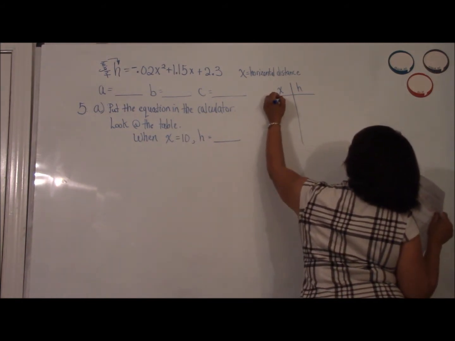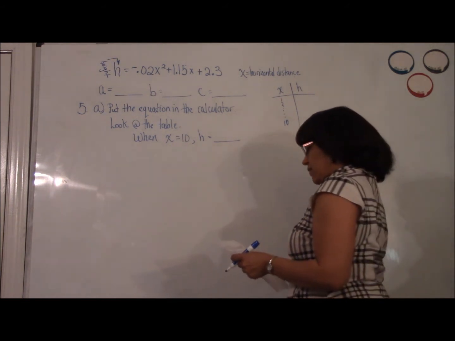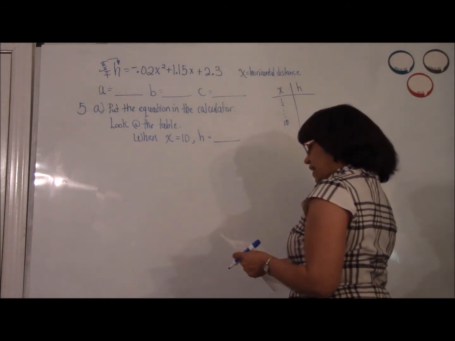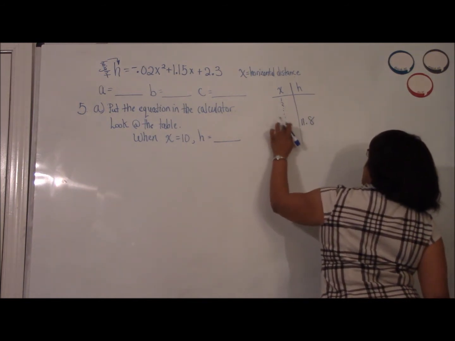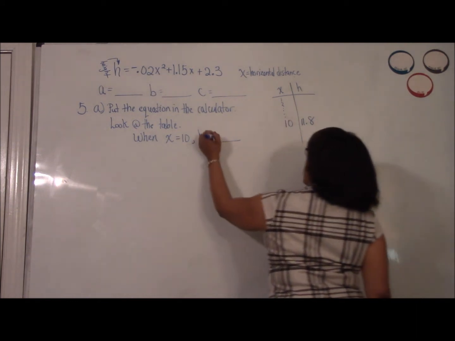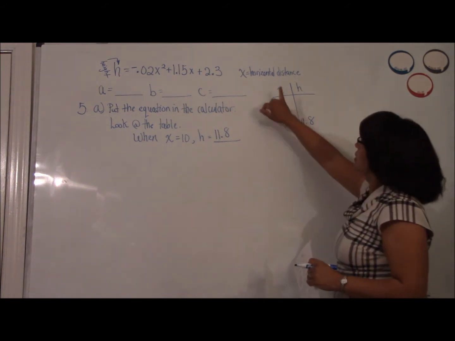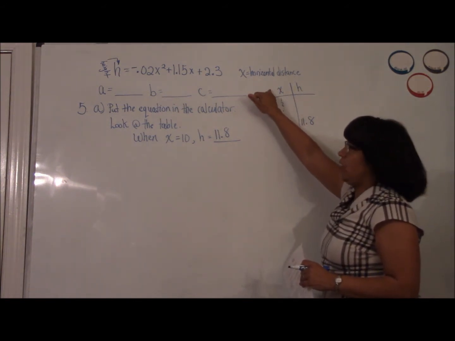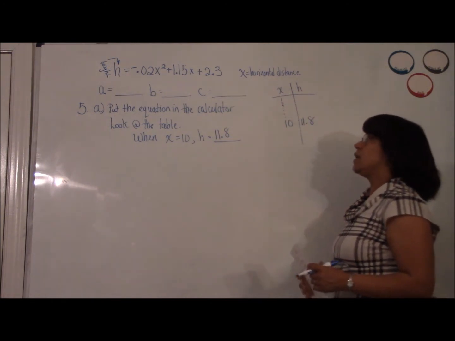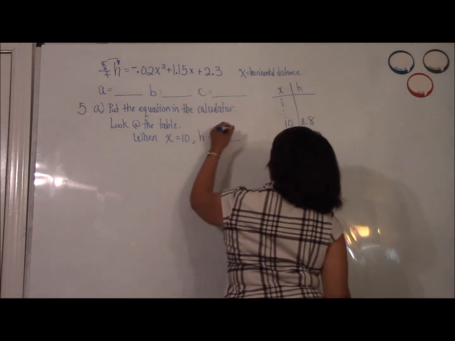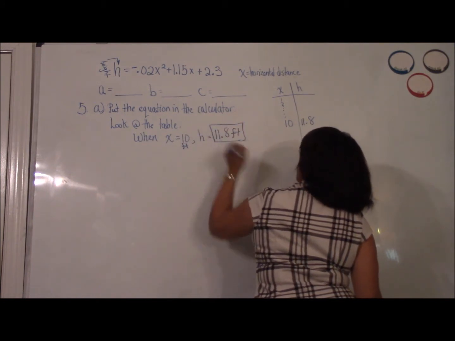So when x is 10, I'm going to go down to 10. I can put that in my calculator. And when I look at my calculator, when x is 10, I see 11.8. So when x is 10, the height is 11.8 feet. Which means, since this is distance, at a horizontal distance of 10 feet, the height of the football is 11.8 feet. So this is the answer we're looking for in A.